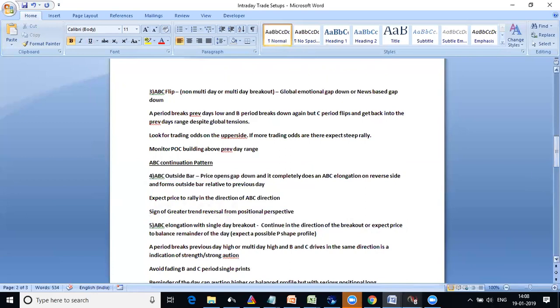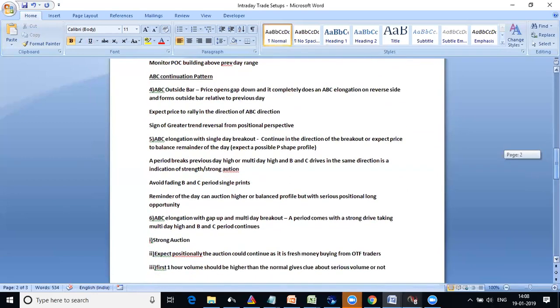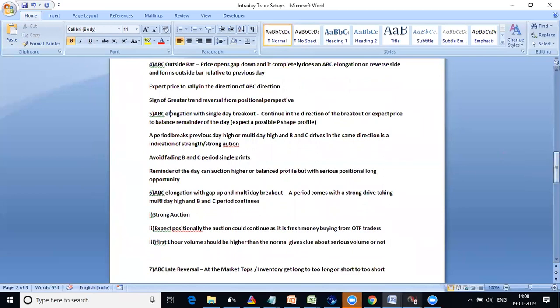So that is how the 5th one goes, and the 6th one is ABC elongation with a gap up. A gap up also comes with a multi-day breakout at the A period. The A period itself is breaking the multi-day high. It is a sign of serious money. So you have to check the first 1 hour volume. It also says that fresh money is coming right from the opening itself.